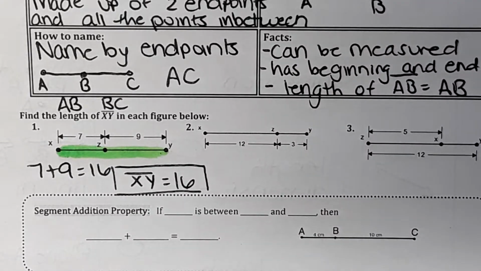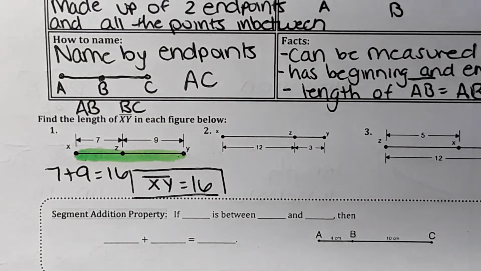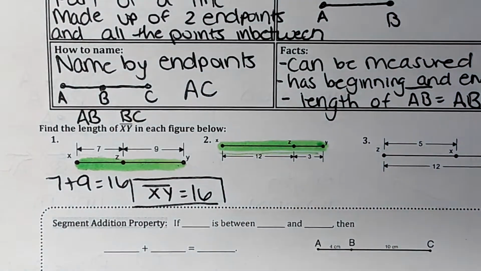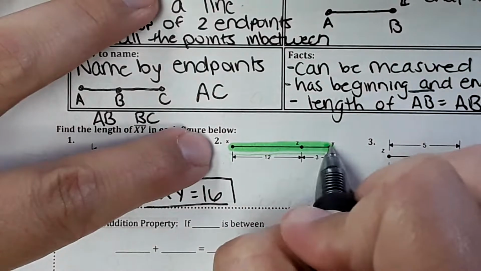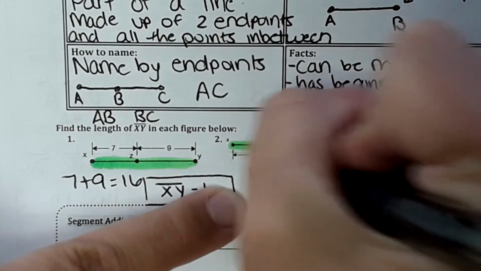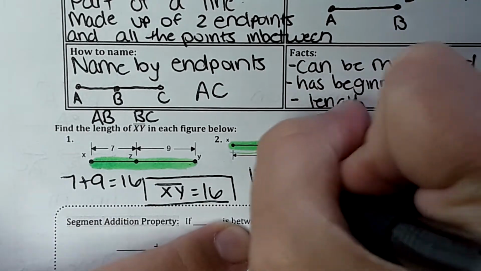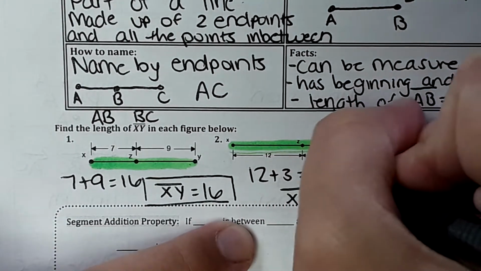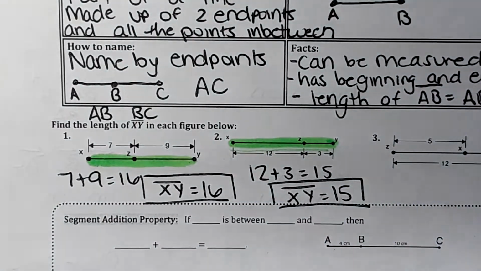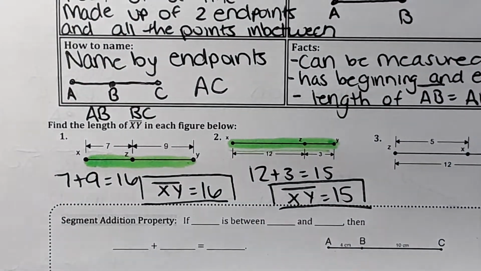Okay, the next one, the same thing. We're finding the length of XY. You don't need to highlight if you don't want to. It's up to you. To find the length of XY, we're going to just add 12 plus 3 equals 15. So the length of XY equals 15. Pretty easy so far, right?